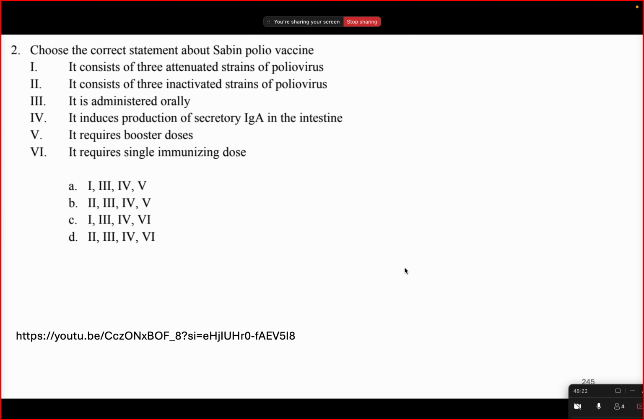Choose the correct statement about the Sabin polio vaccine. First, it consists of 3 attenuated strains of poliovirus. It consists of 3 inactivated strains of poliovirus. It is administered orally. It induces production of secretory IgA in the intestine. It requires booster doses. It requires a single immunizing dose.